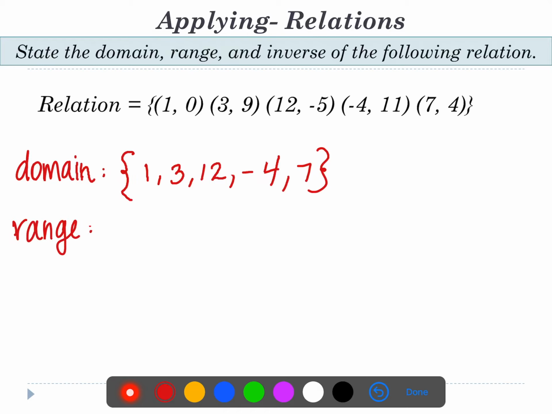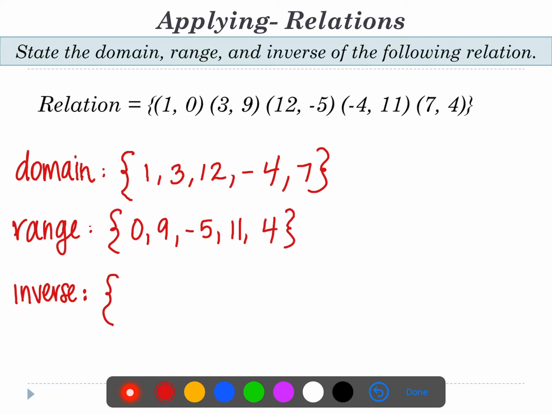Okay, and then the range. The range, we're going to do the y values. So again, we're going to use curly brackets, and you do not have to put these values in numerical order. Okay, you can state them just as they're given. All right, and last but not least is the inverse. So we're going to take each ordered pair and we're just going to flip it. So 1, 0 becomes 0, 1 in the inverse.